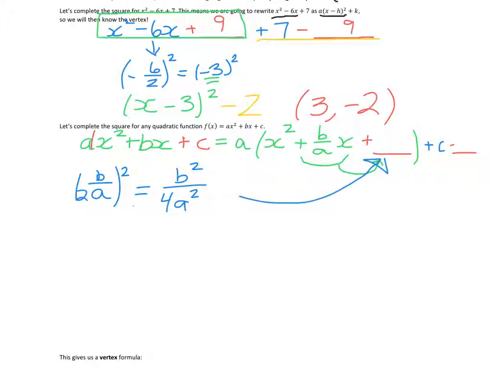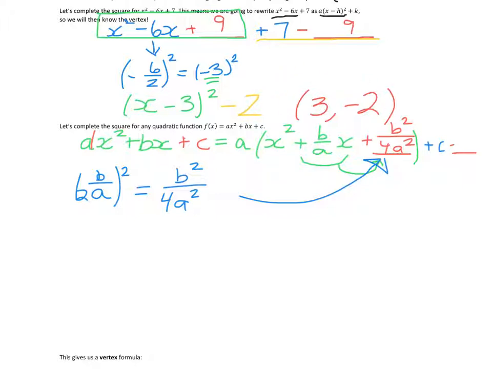That's going to go right there. b squared over 4a squared. Okay, and we have to balance it. So whatever we add, if we add b squared divided by 4a squared, we have to subtract the same quantity.